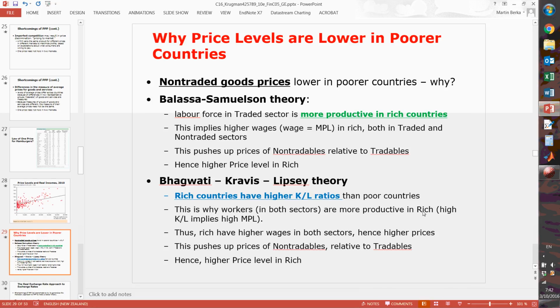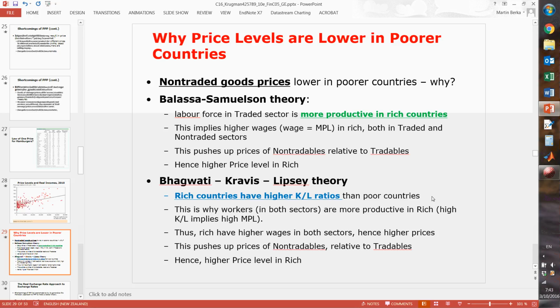So there are two main theories, and you will need to know these. First of all, the empirical regularity, or the founding point that gives these theories traction, is that empirically speaking, the main reason why these price levels are different is that the non-traded prices, as opposed to the traded prices, are much different between countries. So the non-traded prices are much higher in the rich countries and much lower in the poor countries. And the question is, why is this?